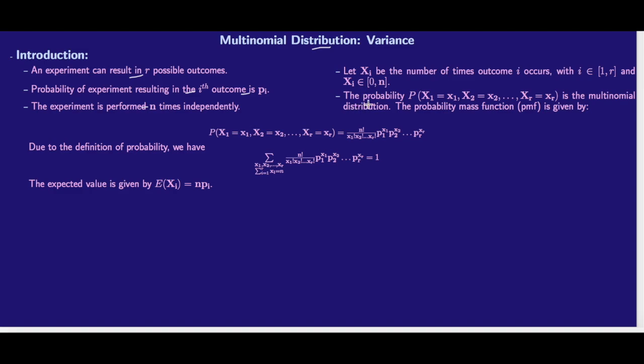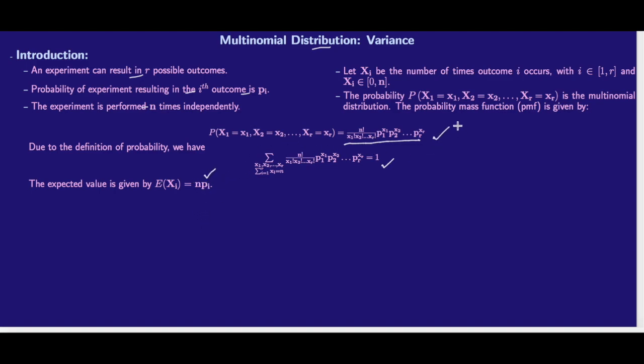The joint probability that x1 is some x1, x2 is some x2, and up to xr is some xr is known as the multinomial distribution, and the probability mass function is given by this expression: n factorial divided by x1 factorial, x2 factorial up to xr factorial, times p1 to the x1, p2 to the x2, up to pr to the xr. Due to the definition of probability, this sum should be equal to 1. And the expected value of xi is n times pi.